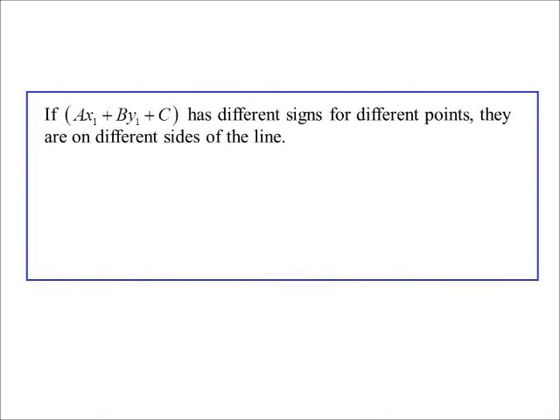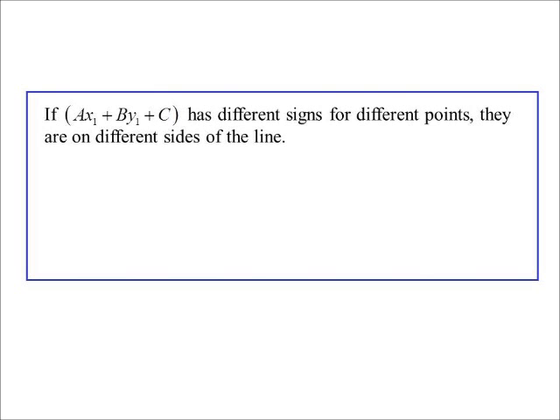If it has different signs for different points. So when you substitute into the general form, as I was just saying, sometimes you get a negative number, sometimes you get a positive number. Will this be useful? Who knows? But it is a way of telling which side of the line a point is, or whether they're on the same side or opposite sides.